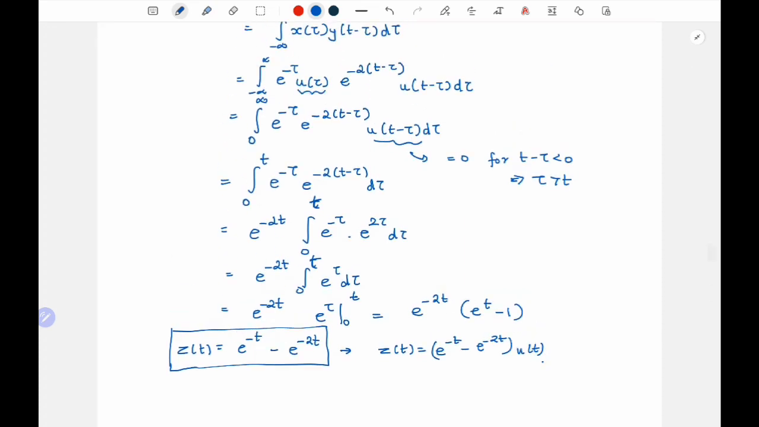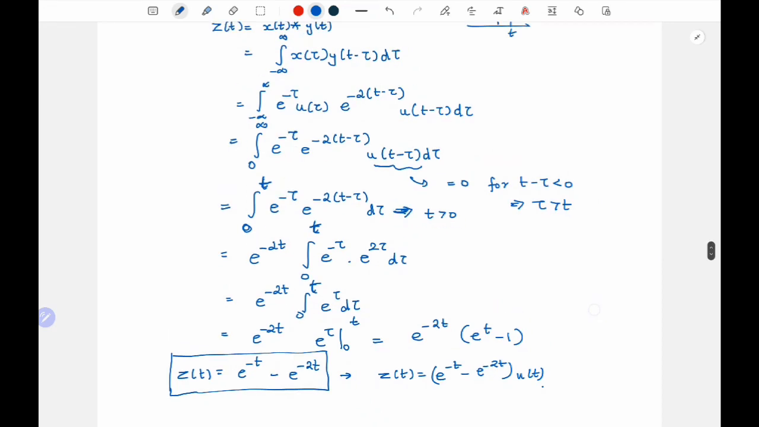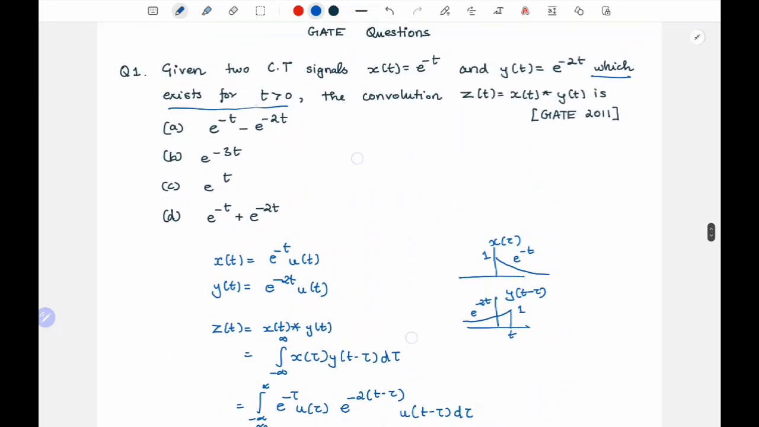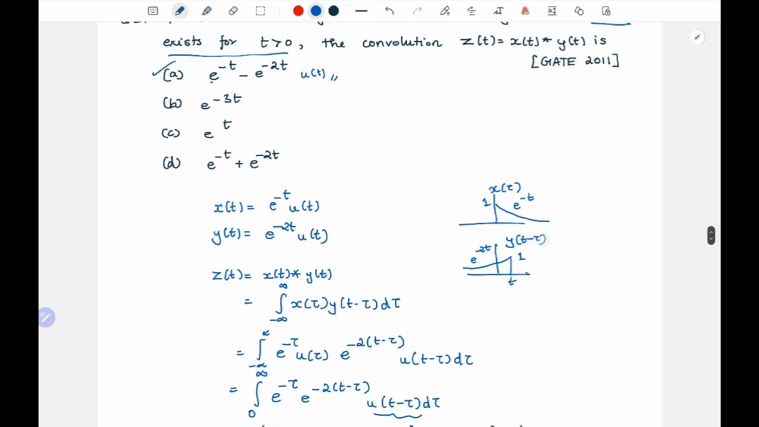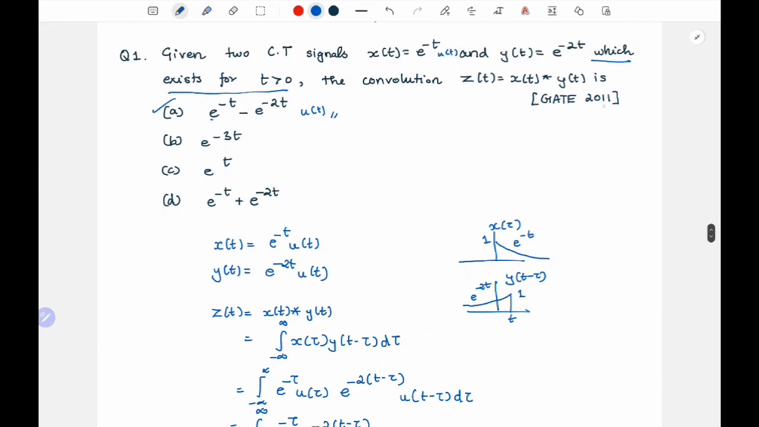When considering this integral, we did not consider what is the value of t, right? So even in the integral, it says from 0 to t. So we always take t greater than 0. For t less than 0, it's anyway going to be 0. And since in the question itself they have not stated it explicitly as u of t, in the options also, we can only choose it without the u of t factor. Okay. So this was asked in GATE 2011.